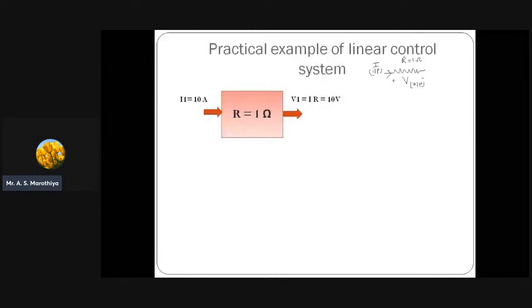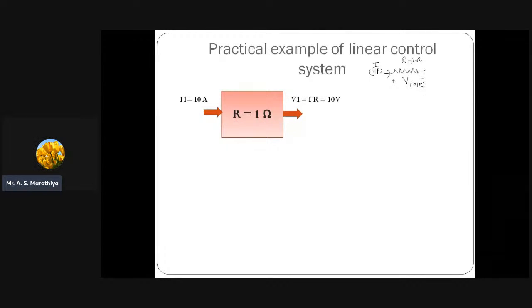So see, here I have taken a resistor of value 1 ohm, and that is placed in the block. So this is going to be our system, and to this we applied some input in the form of excitation, that is nothing but current I1, and the value is 10 ampere. If you apply Ohm's law, you are going to have V1 as an output, which is nothing but I into R, and that is going to be equal to 10 into 1, that is 10 volt. So when we apply 10 ampere current to this resistor, it is going to generate 10 volt as an output.